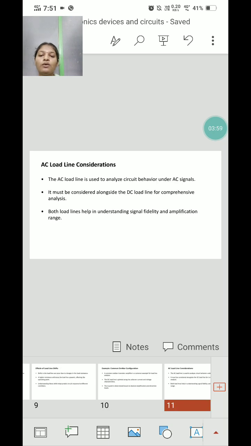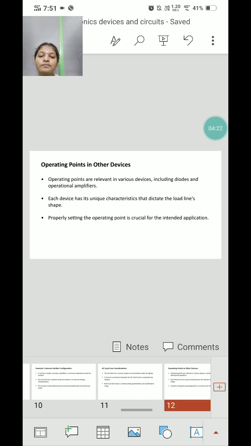Next, AC load line considerations. The AC load line is used to analyze circuit behavior under AC signals. It must be considered alongside the DC load line for comprehensive analysis. Both load lines help in understanding signal fidelity and amplification range.